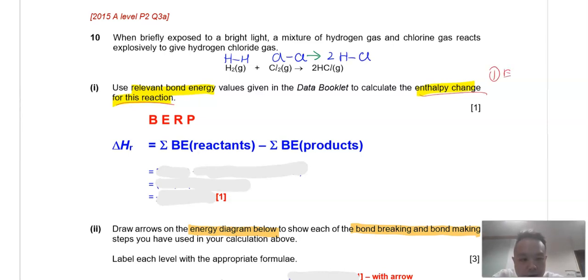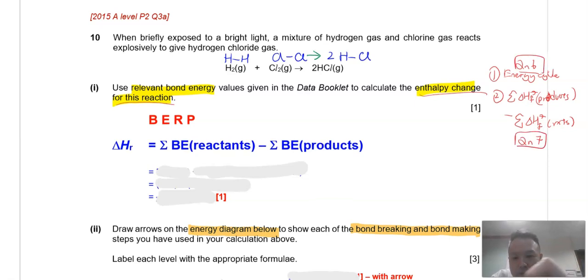So of course, we have our energy cycle. That's what we discussed in question 6. We also can make use of the formula: summation of the enthalpy change of formation of my products minus enthalpy change of formation of my reactants. This is the question that we discussed in question 7, if you could recall.